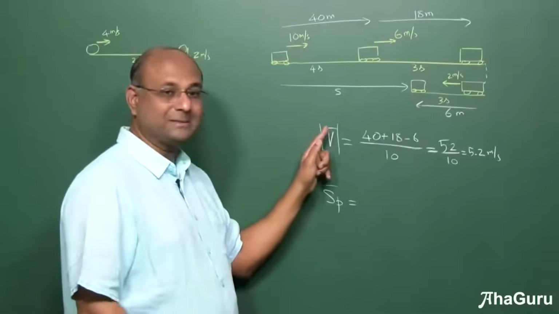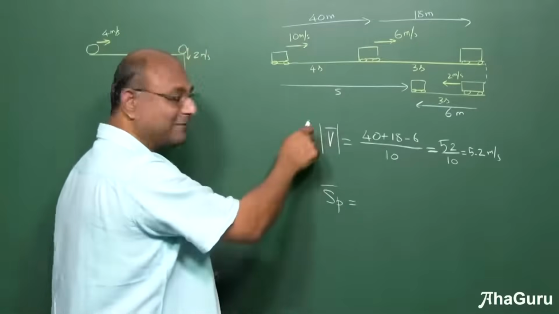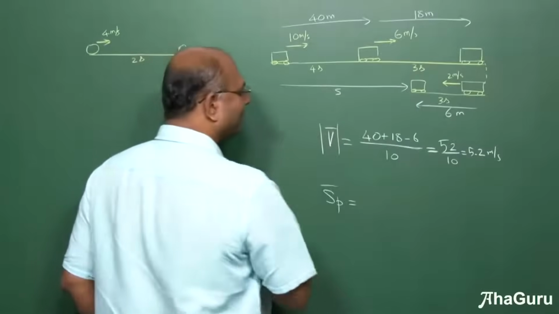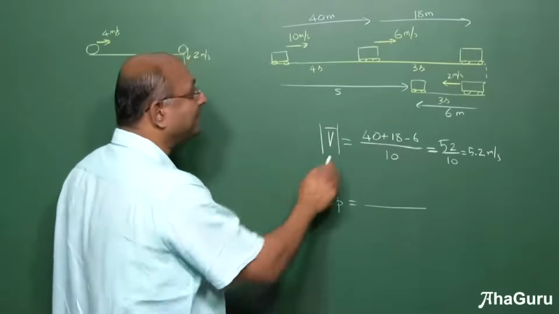Okay, I should not be just saying velocity. I should say magnitude of velocity is 5.2 meters per second, average velocity. Now for speed, of course, we don't have to worry about direction. What is the definition for speed, average speed?